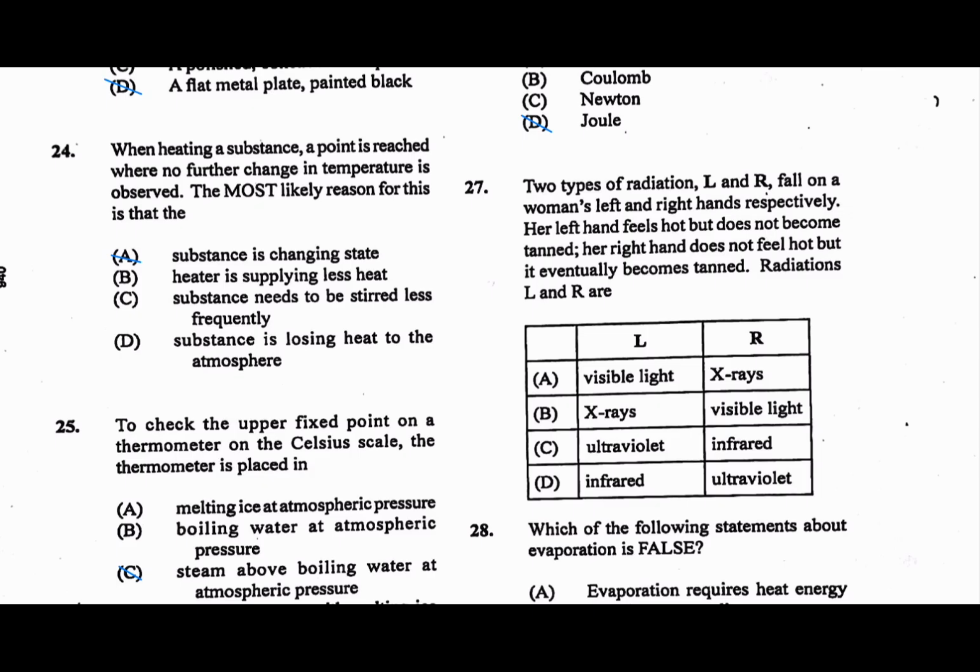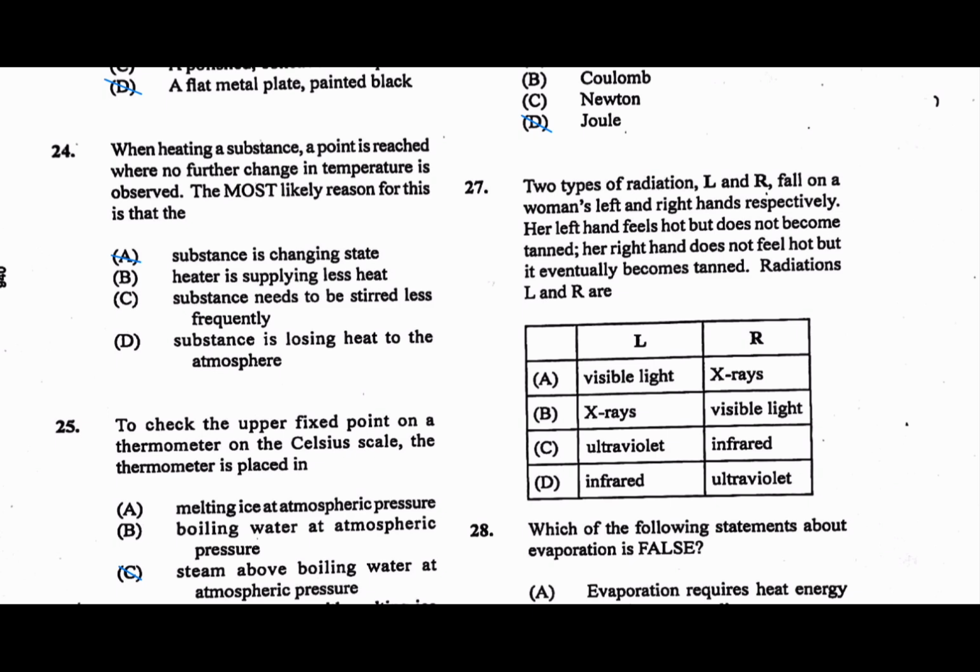Question 27. Two types of radiation, L and R, fall on a woman's left and right hand, respectively. Her left hand feels hot, but does not become tanned. Okay, so they're saying that her left hand feels hot. Anytime we're talking about heat energy, we're talking about infrared rays, because infrared radiation and infrared rays actually carry most of the heat energy. Now the other hand does not feel hot, but it eventually becomes tanned.